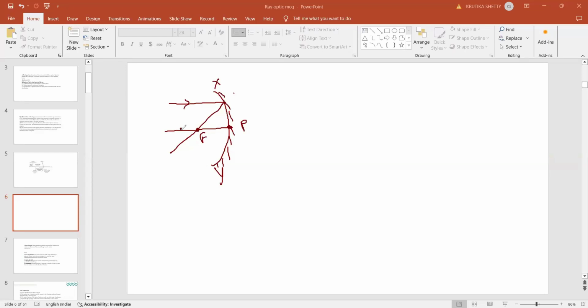Here we have the center of curvature. I'll show the center of curvature to the mirror with dotted lines. So L, M, here one perpendicular I am taking, that is D. And this angle is theta. This angle is also theta. So according to the theorem, this angle becomes 2 theta.